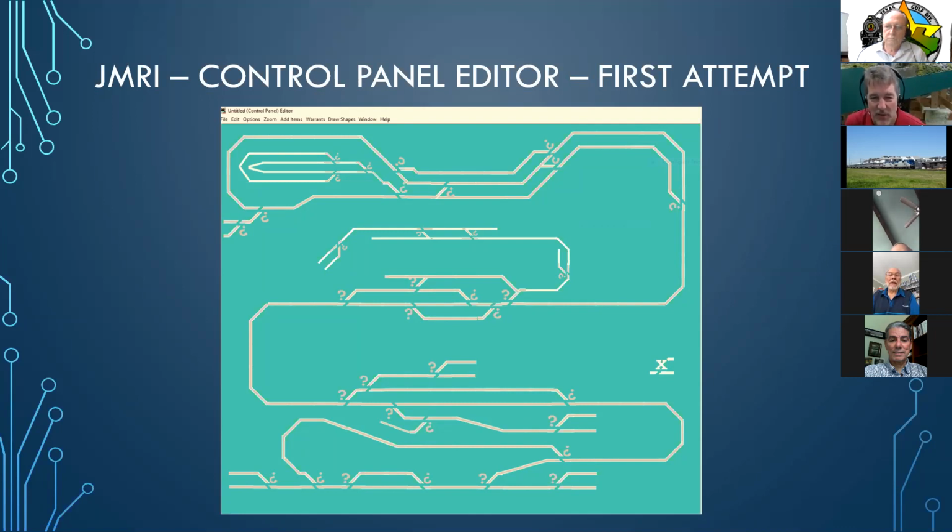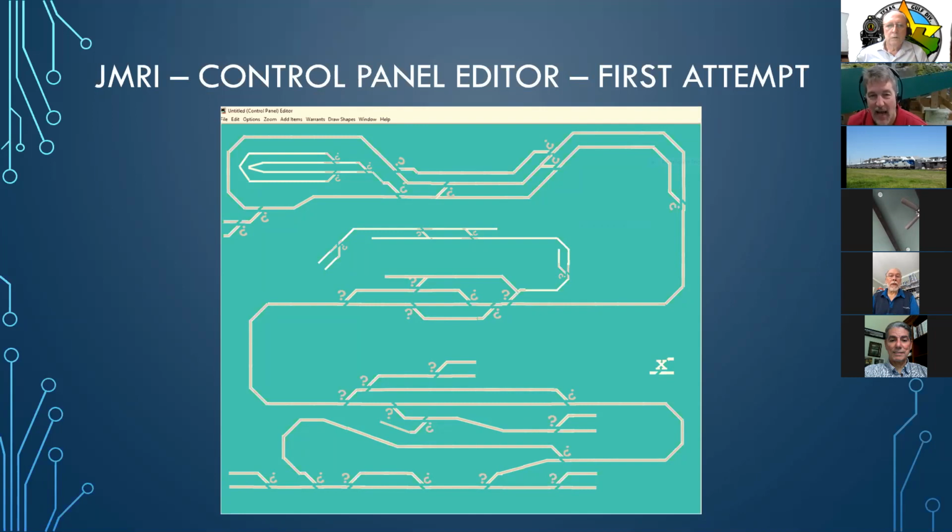Those question marks are there because when I took the screenshot, the turnouts weren't thrown one way or the other, so it just leaves a question mark. When you bring JMRI up, it doesn't necessarily know which way the turnout is thrown. So there's a reason for those question marks.